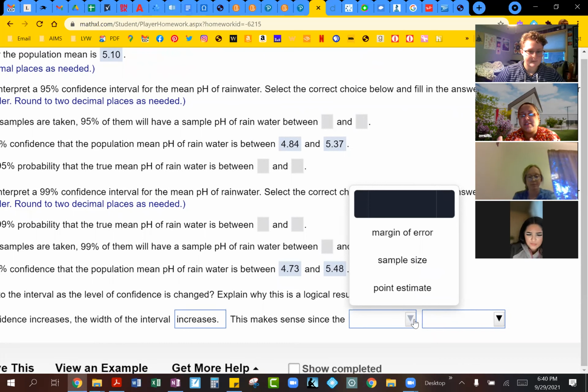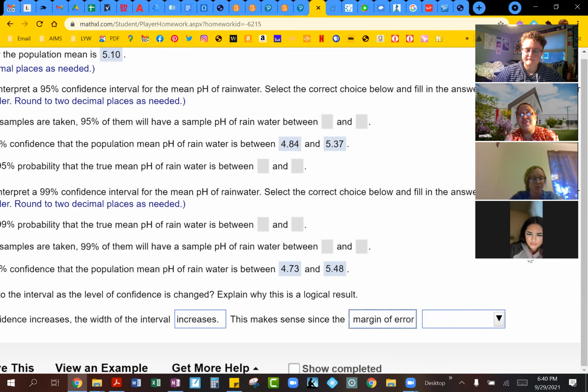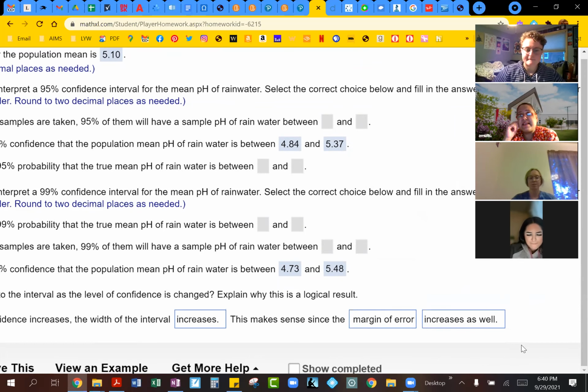No, it did not change. Did our sample size change? No, we were still using the same 12 days. So really, it's your margin of error, because you're going from 95% to 99%. So yeah, you're actually changing your margin of error. And of course, your margin of error is also increasing as you increase your confidence interval. So all of these are tied in together.